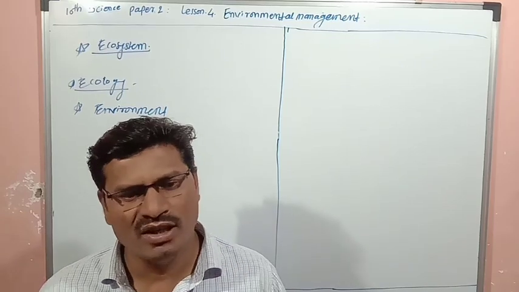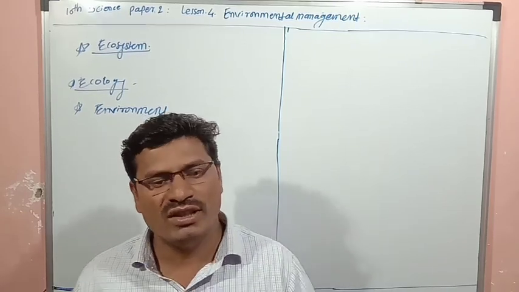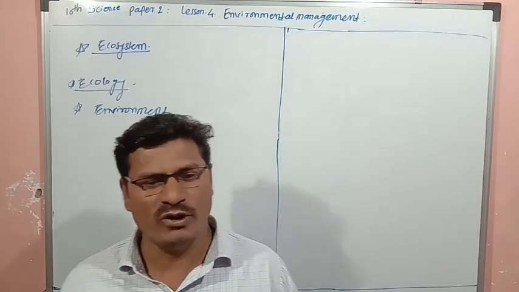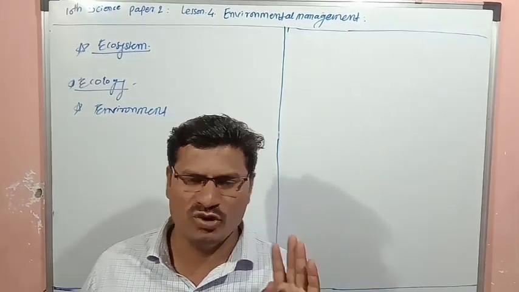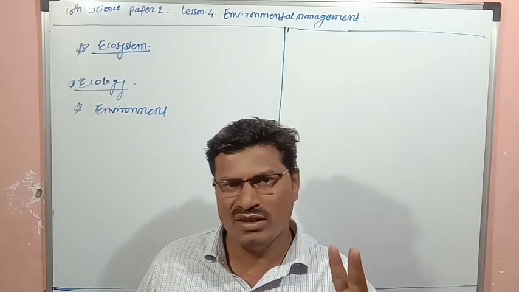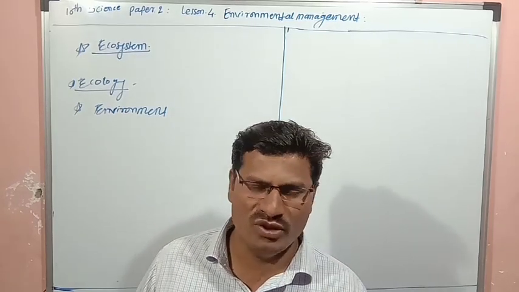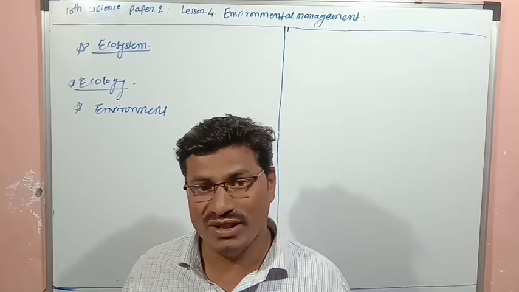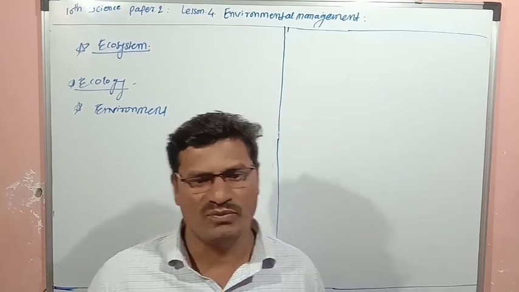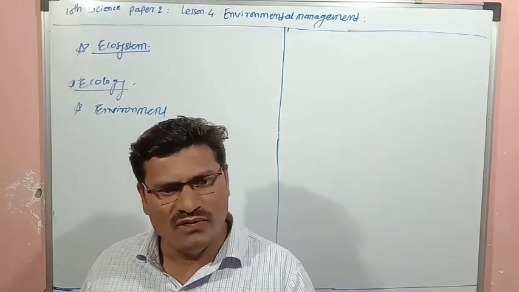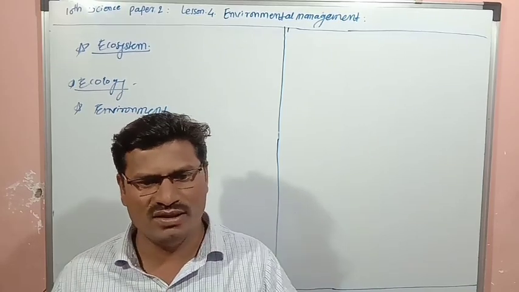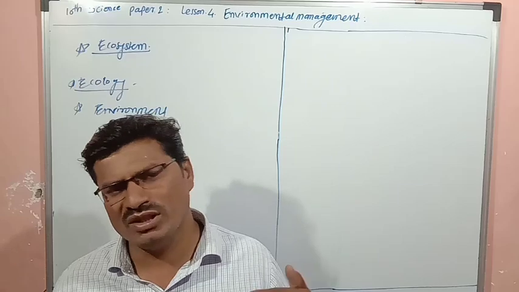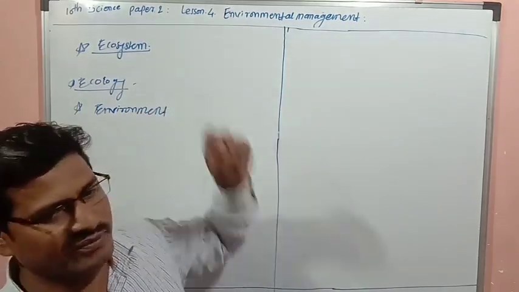Earth is the largest ecosystem. In that environment, there are two types of factors: living factors, that is biotic factors, and non-living factors, that is abiotic factors. So we will take the definition of that particular environment, and another specific definition of that particular ecosystem.